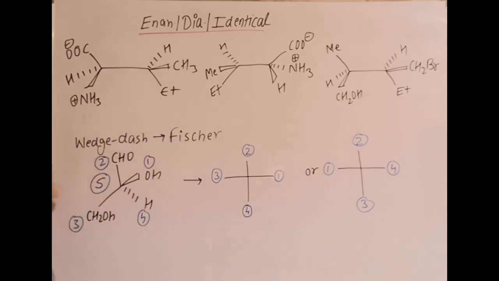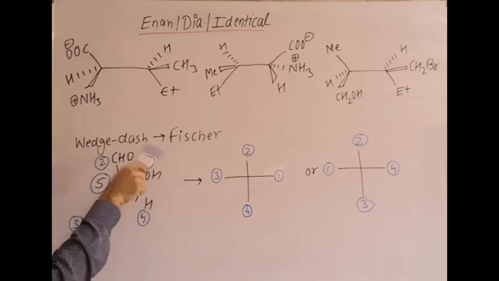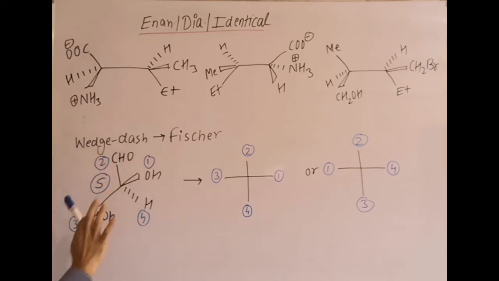For example, if that is the molecule given, firstly we find out its RS configuration. As per CIP rule, OH is first, oxygen; then carbon with a C double bond is second, carbon with a single bond is third, then the fourth. Rotation, hiding the fourth one, 1, 2, 3, it is S configuration.